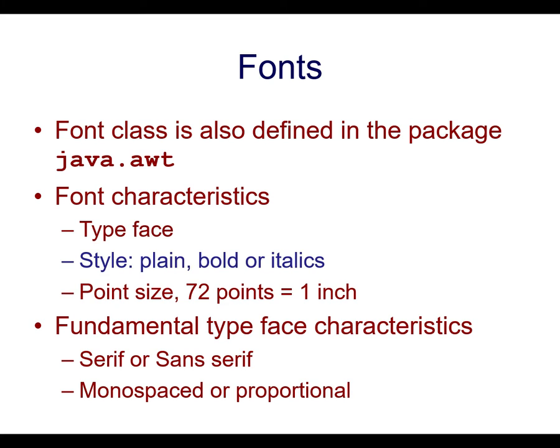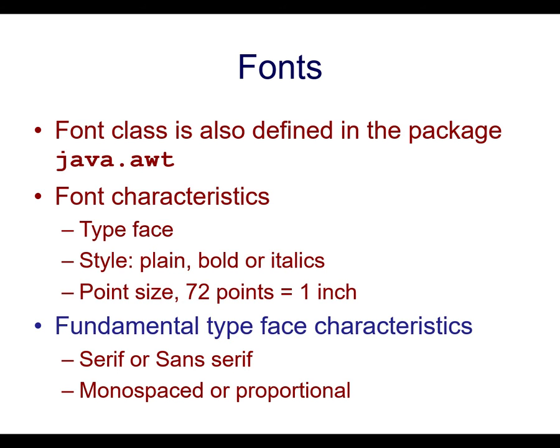The second is the style, which can be plain text, bold, or italics. It is also possible to combine bold and italics. Point size is the third. This measurement originated with typesetting. It indicates how large the characters are. With the point measurement, 72 points is equal to 1 inch.